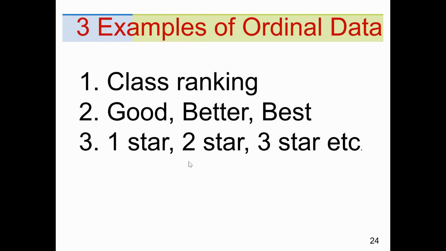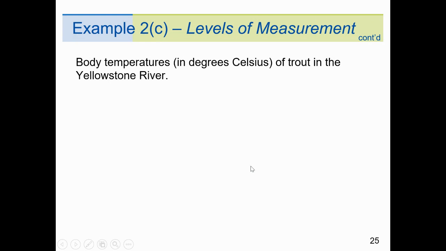Now, this ordinal level of measurement is one of those where, the minute you see it, you go, oh, yeah, that's ordinal. Class ranking, restaurants, good, better, and best, 1 star, 2 star, 3 star, etc. We see things of this nature, bingo, it meets the nominal, because everything meets nominal. And it also satisfies the ordinal data. Class ranking, good, better, and best, 1 star, 2 star, 3 star.